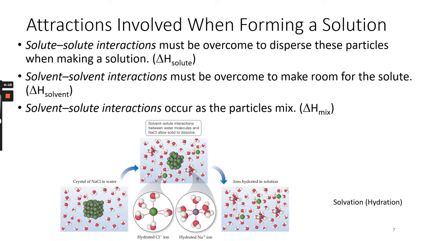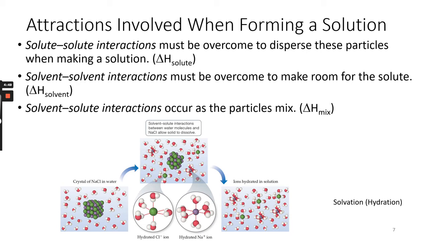So the attractions involved when forming a solution. Okay, so there are a couple terms that we need to discuss. First, the first interaction is between your solute. So say your solute is sodium chloride. We have to overcome the lattice energy of the sodium ion attracted to the chloride ion. So you have to overcome and disperse your solute into ions. And in order to overcome that, we have this energy term, which is the enthalpy of your solute, delta H solute. Now, the second term is your solvent-solvent interactions.